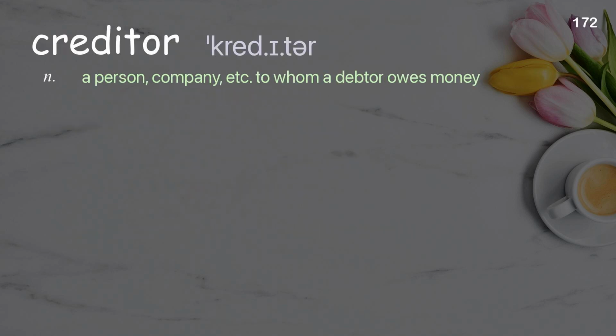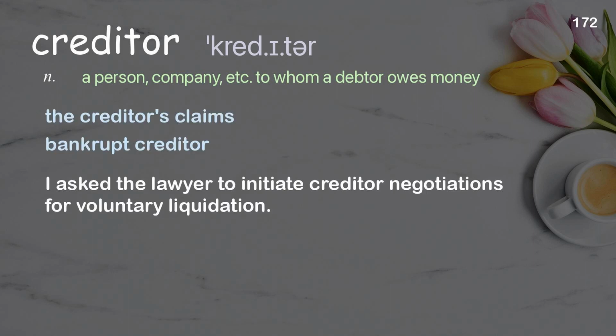Creditor: A person, company, etc., to whom a debtor owes money. Examples: The creditor's claims. Bankrupt creditor. I asked the lawyer to initiate creditor negotiations for voluntary liquidation.